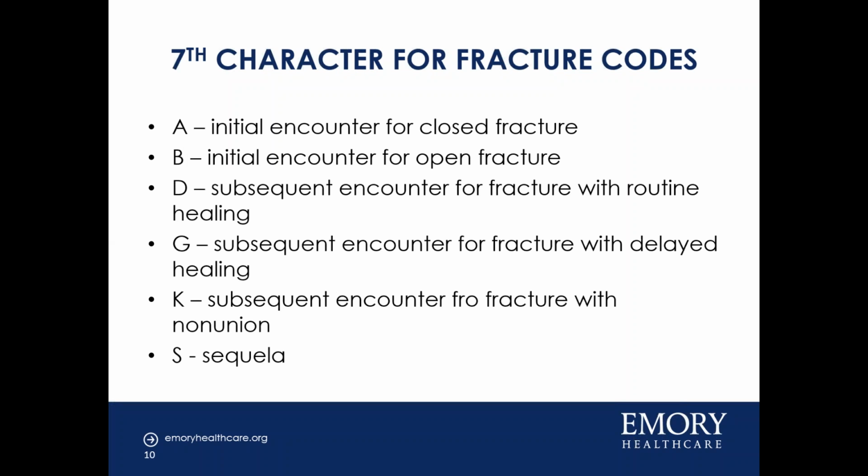I did want to remind you all of the 7th character that's required for fracture codes. A is for the initial encounter for a closed fracture. B is for the initial encounter for an open fracture. D is the subsequent visit for a routine healed fracture. G is for a subsequent encounter for a fracture with delayed healing. K is subsequent encounter for a fracture with non-union, and S for sequela.